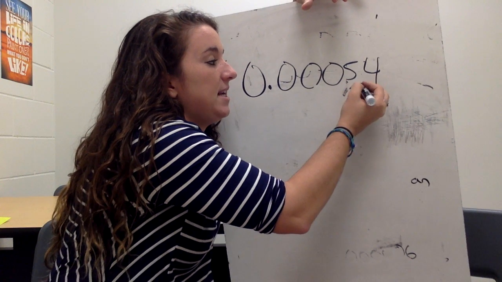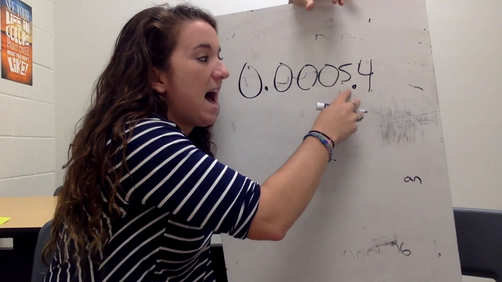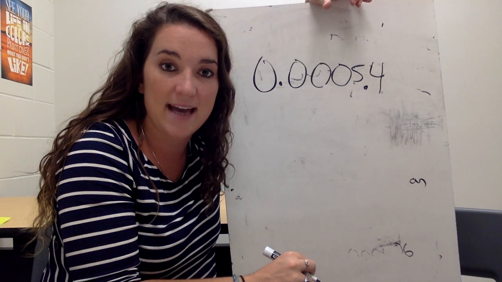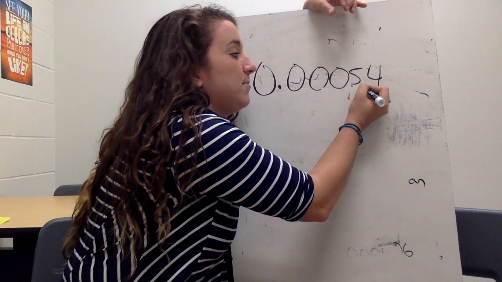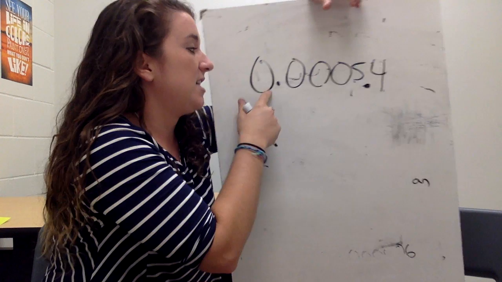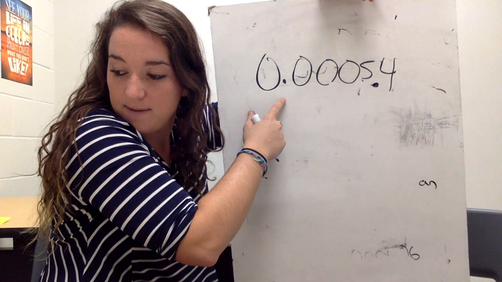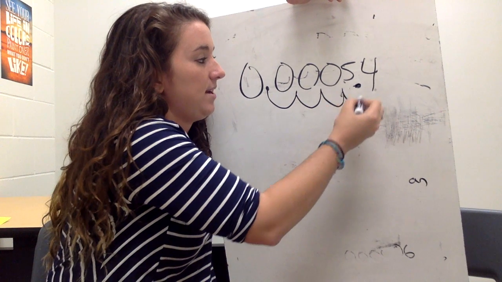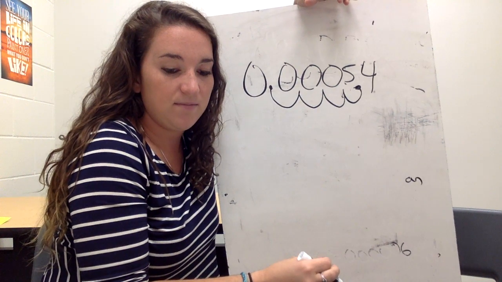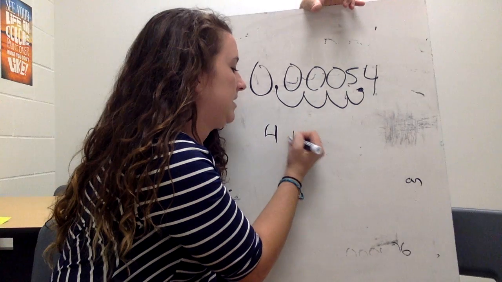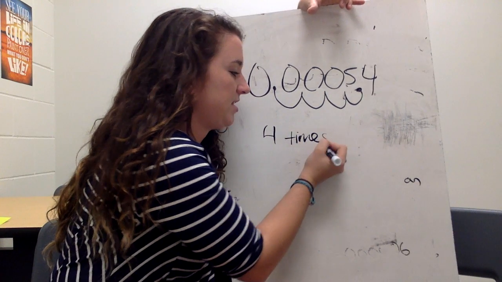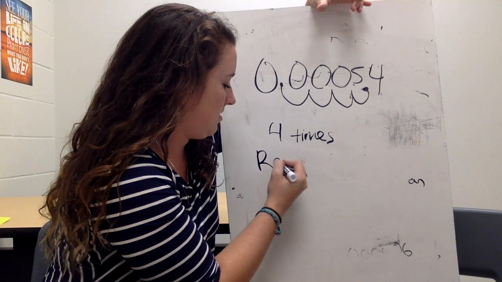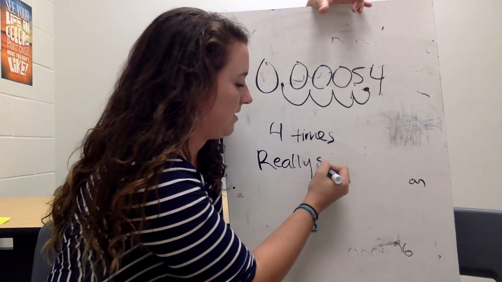What about if I place it here, though? Now I have 5.4 or 5 and 4 tenths. Is that between 1 and 9? Yes, it is. So my decimal needs to go here. My decimal started here, so how many times did it move to get there? 1, 2, 3, 4. So I needed to move it 4 times. That's your answer to the next question. And lastly, is this number really big or really small? It's really small.